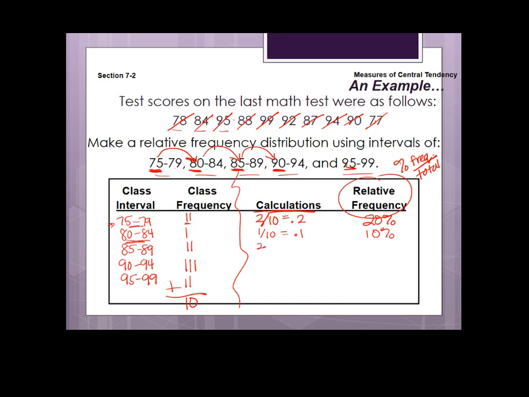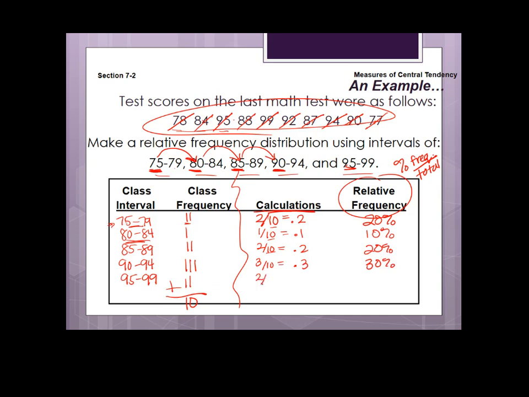And then I have 2 out of 10 again, which is 0.2. So these are all going to be divided by the same number. It's the total number of scores you had or data values. Okay, this one is going to be 3 divided by 10, which is 0.3, which is 30%. Oops, forgot to write that one.